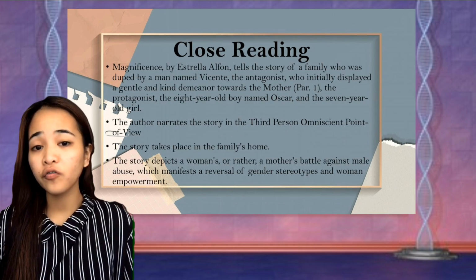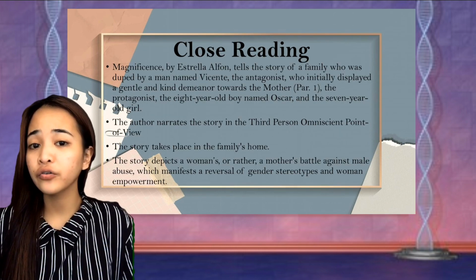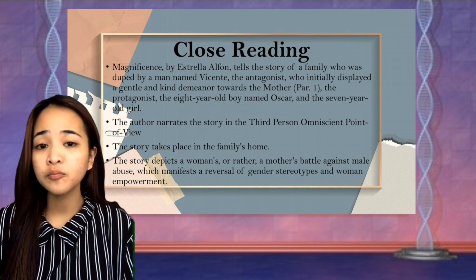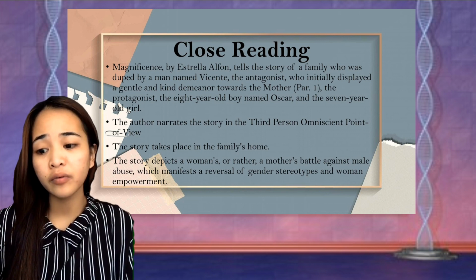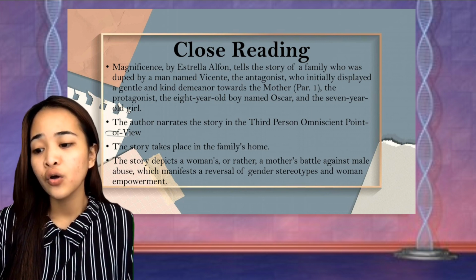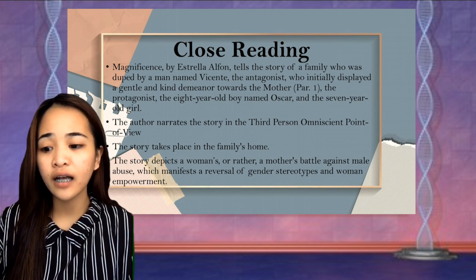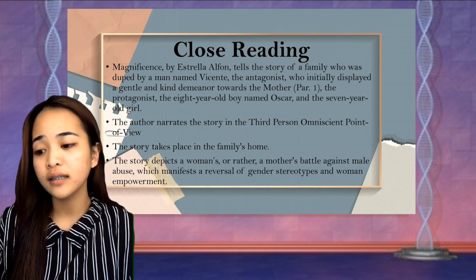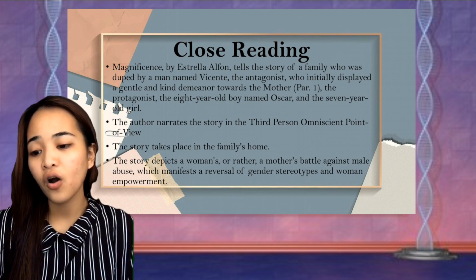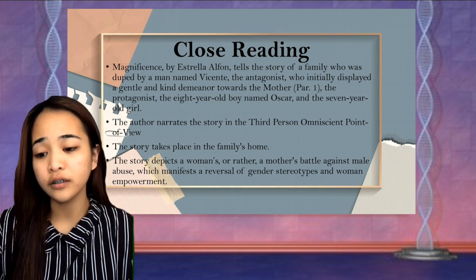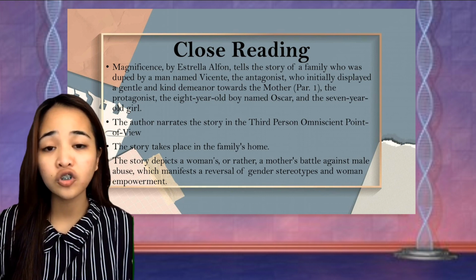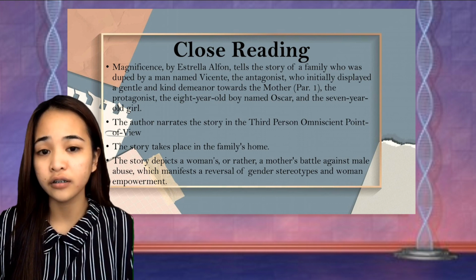Let us now move on to the close reading of the short story Magnificence by Estrella Alfon. Magnificence tells the story of a family who was dumped by a man named Vicente, the antagonist, who initially displayed a gentle and kind demeanor towards the mother in part 1, the protagonist, the 8-year-old boy named Oscar, and the 7-year-old girl. The man later betrayed the family by implying sexual attraction to the 7-year-old girl.